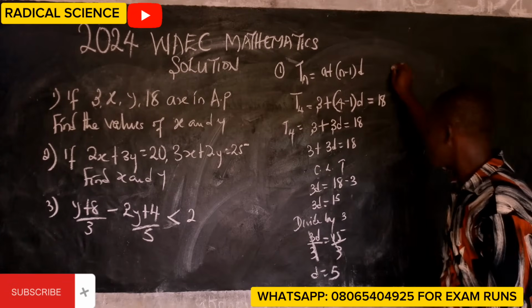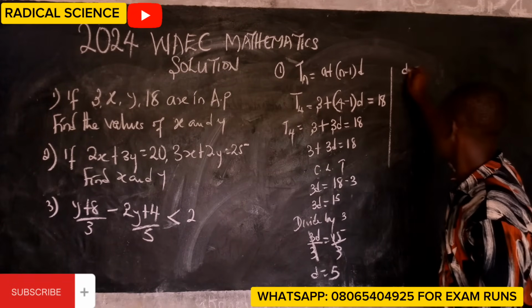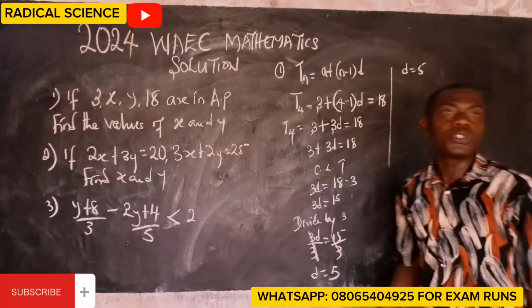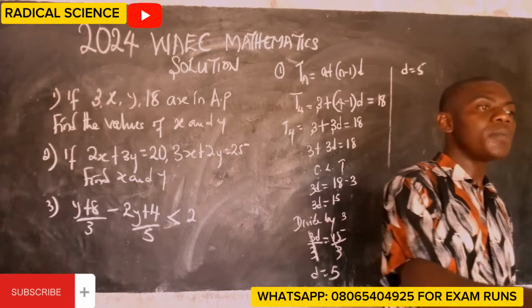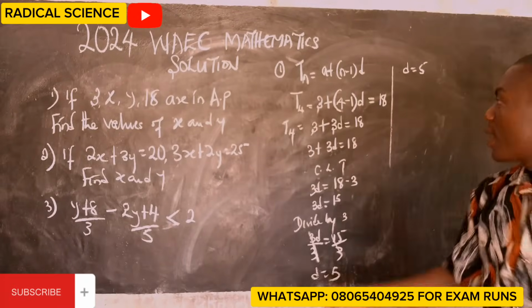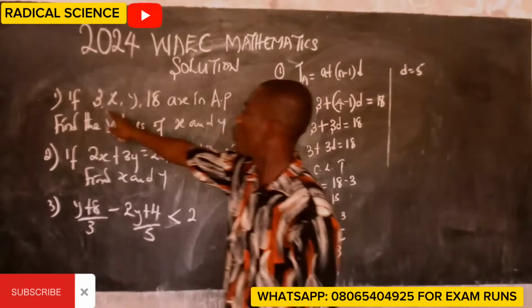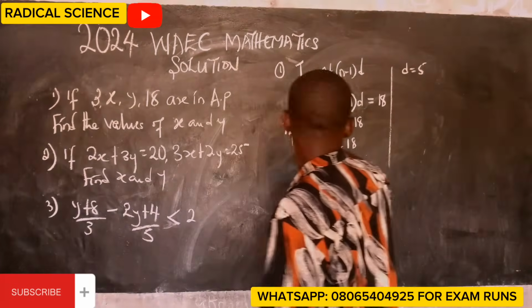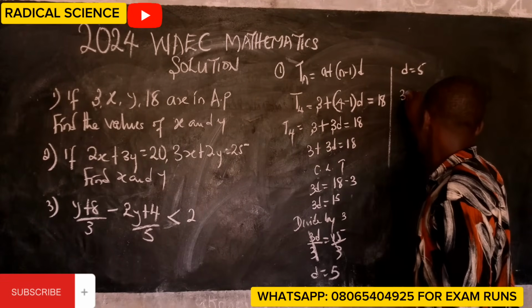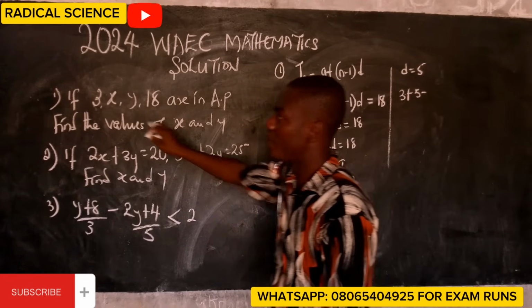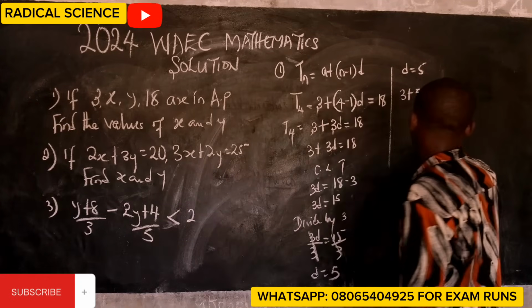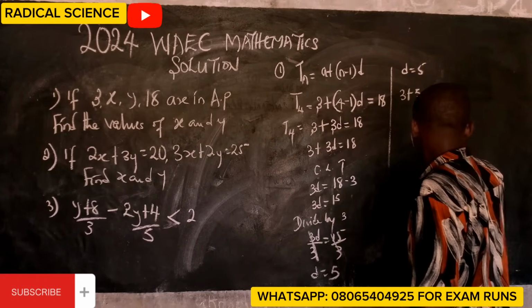Okay, now having gotten that the value of d is 5, to get the value of x, I will just keep adding. I will add 5 to this 3. 5 plus this 3 will give me the value of x. That means the value of x is what? 8.